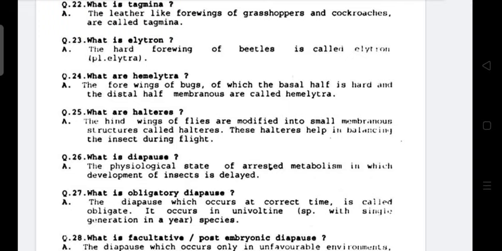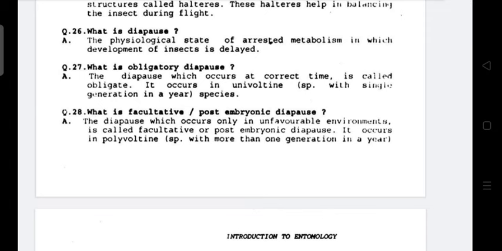What is diapause? The physiological state of arrested metabolism in which development of the insect is delayed. What is obligatory diapause? The diapause which occurs at the correct time is called obligate. It occurs in univoltine insects. Uni means one, voltine means generation. So one generation in a year.